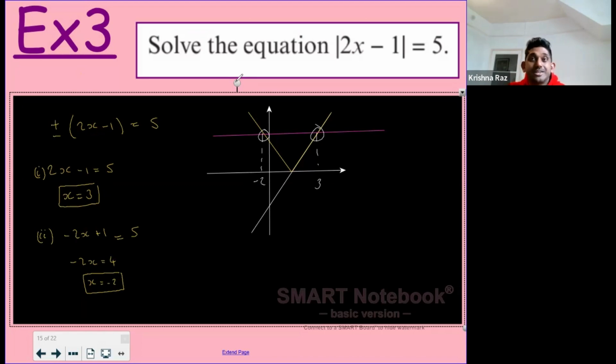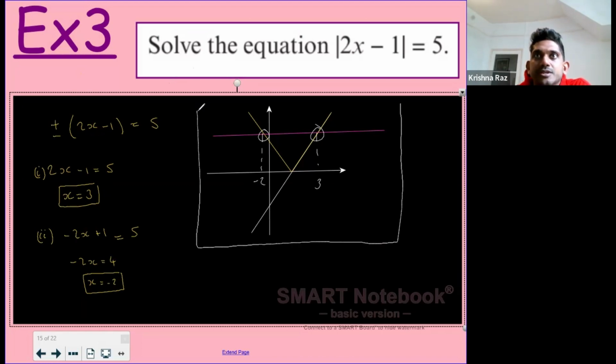Yes, so from this question, we didn't have to draw the graph. Obviously, this video is about drawing the modulus function. So I'm just using these examples, these questions, as opportunities to show you how to draw the modulus function. So the solutions would be 3 and negative 2, and that is what it represents. So essentially, this part of the graph is redundant. And the yellow one was modulus of 2x minus 1, and the pink part was y equals 5.